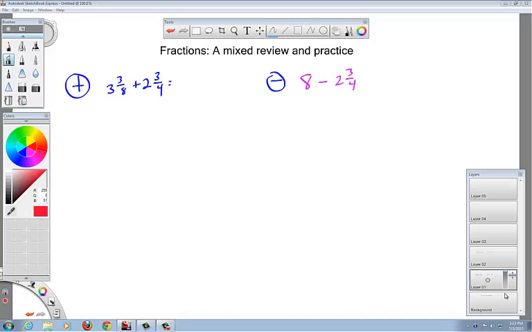All right, this is the last review for fractions, and this is just an adding problem, a subtracting problem, a multiplying problem, and a division problem. So we're mixed review. Go ahead and try to do those. Pause it if you want.